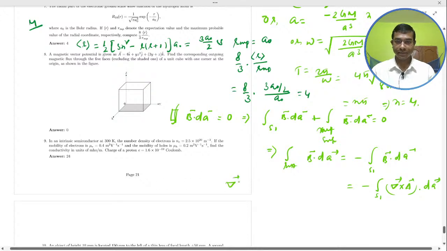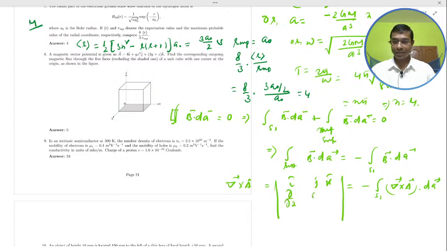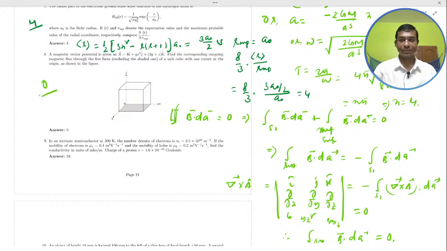Now the curl of A, you calculate. Simple. I J K, del by del X, del by del Y, del by del Z, 6yz square, and here cy plus z. You would get here, this is 0. Okay, so the integral of the rest surface B dot dA is obviously 0. 0 would be the correct answer.